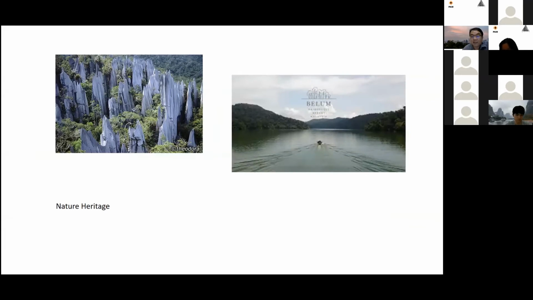Natural heritage, I said earlier. The Mulu Caves are in Sarawak, and the Belum forest is in Perak. And we have a few more, Lenggong, the Perak Man, is also a UNESCO World Heritage Site. These are all captured because they are very unique. The Mulu Caves are very unique. Belum is also very unique. Lenggong is also unique.